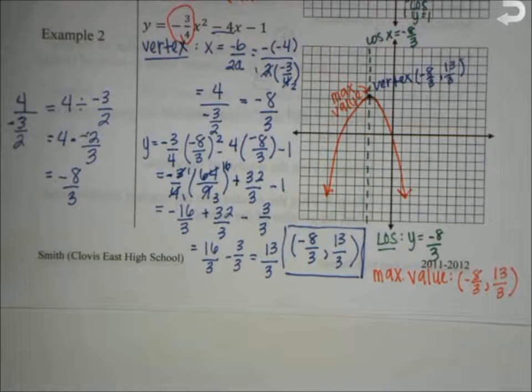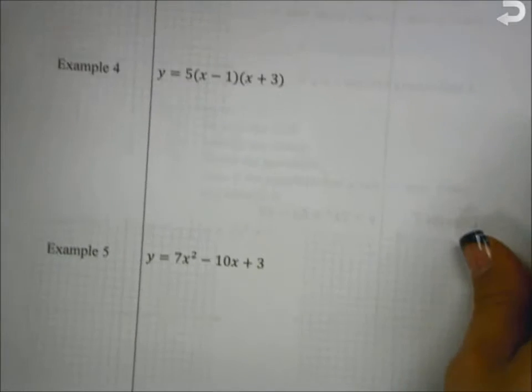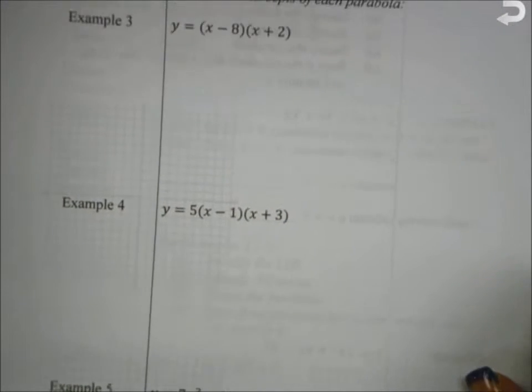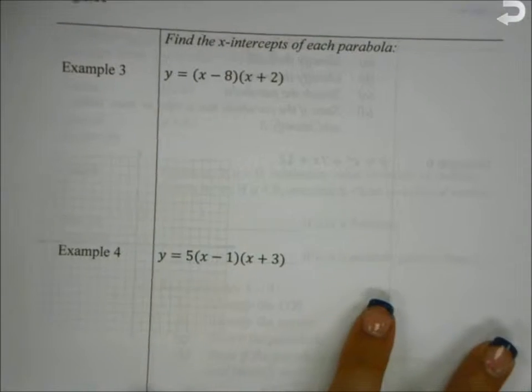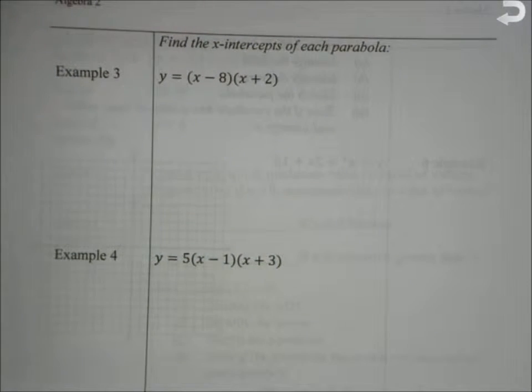So example number 3. Example number 3, 4, and 5, all we want to do is find the x-intercepts of each parabola. Okay, so this is stuff we already know how to do, right? So let's do it really, really quickly, because then we're going to tie it all into our graphing. Okay. So to find the x-intercepts of each parabola, y equals x minus 8 times x plus 2. What do I need to do?